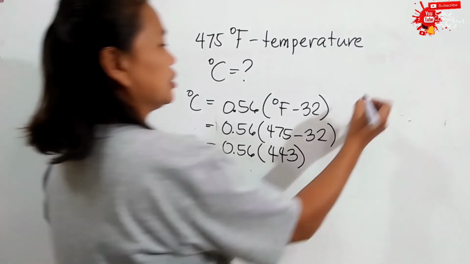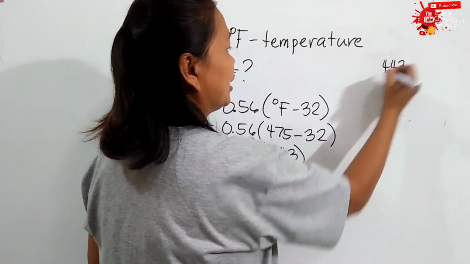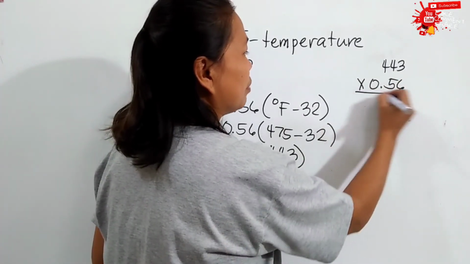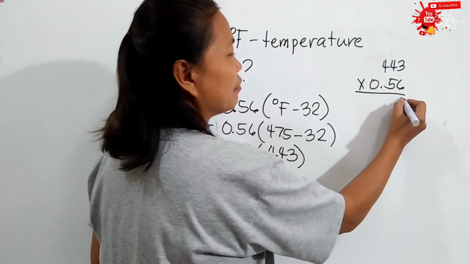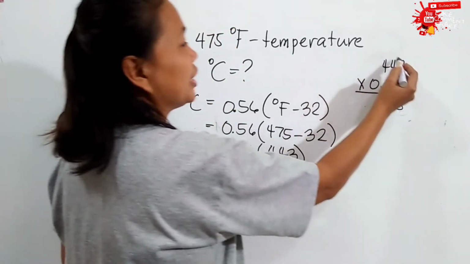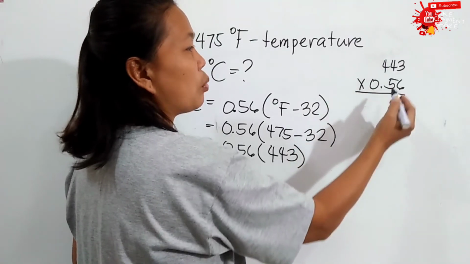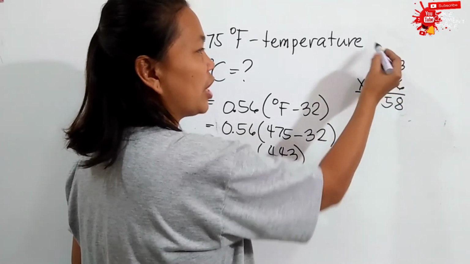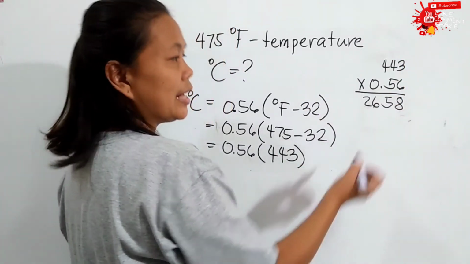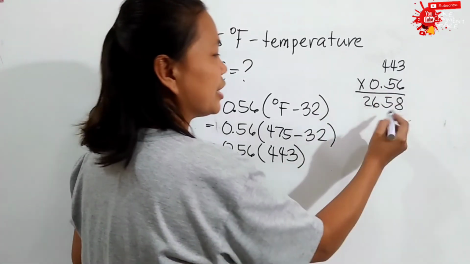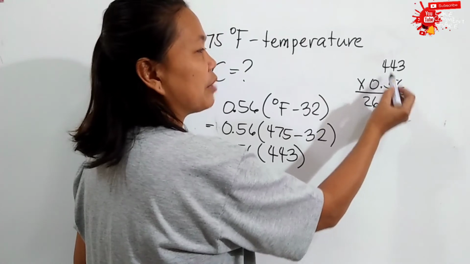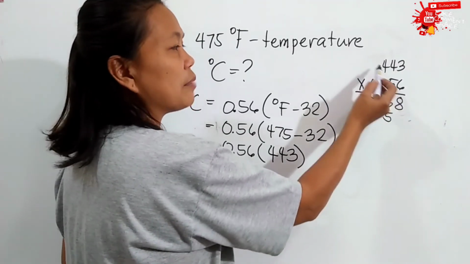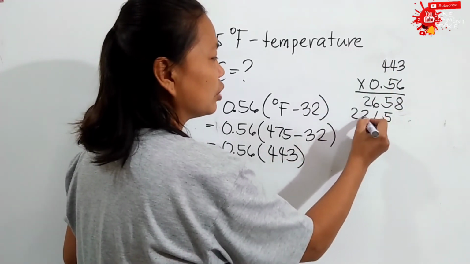So let us multiply 443 times 0.56. What is 6 times 3? We have 18, carry 1. 6 times 4 is 24 plus 1, we have 25, carry 2. 6 times 4 is 24 plus 2, we have 26. Then followed by 5: 5 times 3 is 15, carry 1. 5 times 4 is 20, plus 1, 21, carry 2. 5 times 4 is 20, plus 2, we have 22.